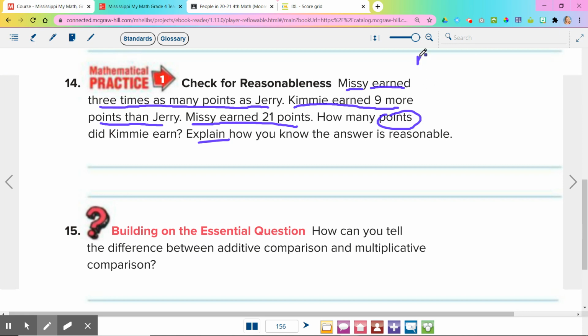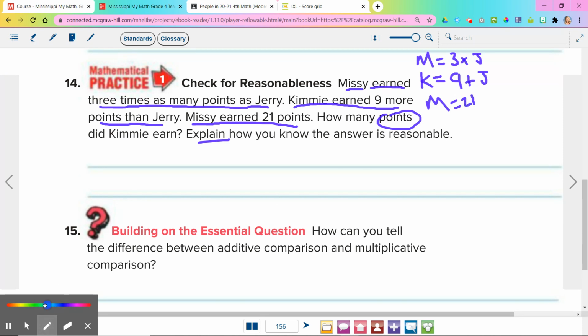So what I like to do is write what my sentences tell me. Missy earned 3 times as many points as Jerry. Then it says Kimmy earned 9 more points than Jerry. And then it tells me that Missy earned 21 points. Well, if Missy earned 21 points, I can come back and plug that in wherever Missy is at.